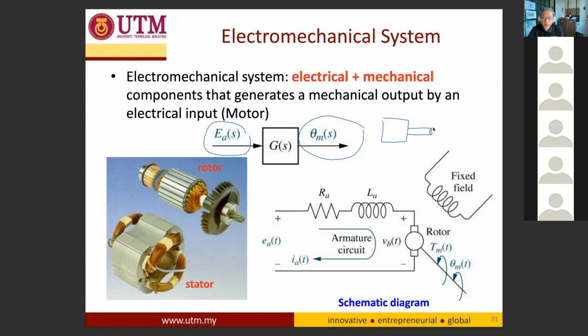it is attached with a disc. So this is the disc, and this is the shaft that rotates. And this disc will also rotate, according to the shaft direction.